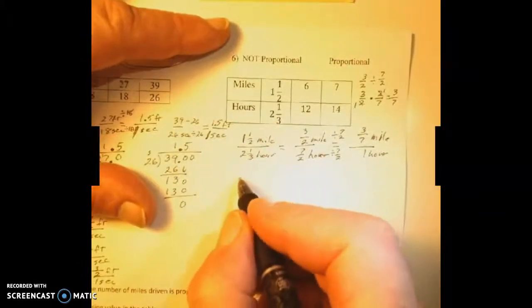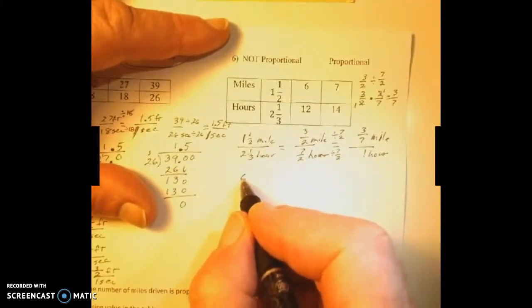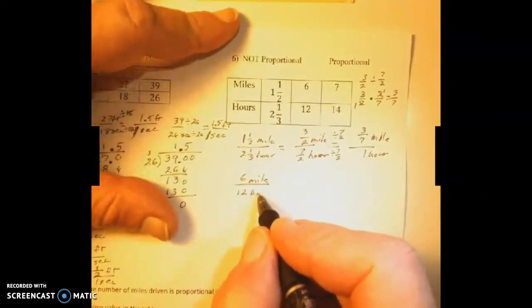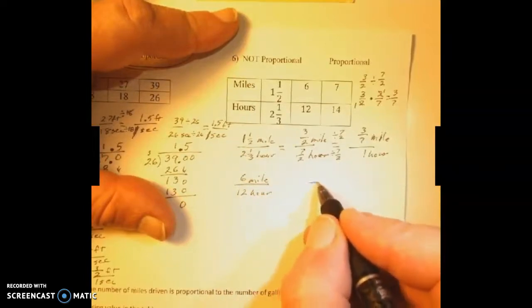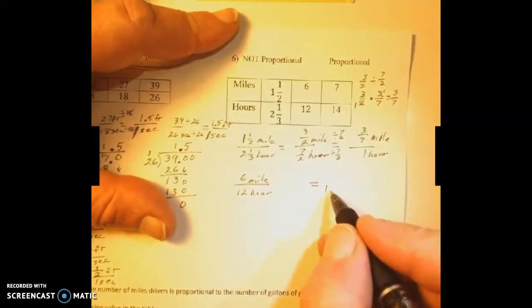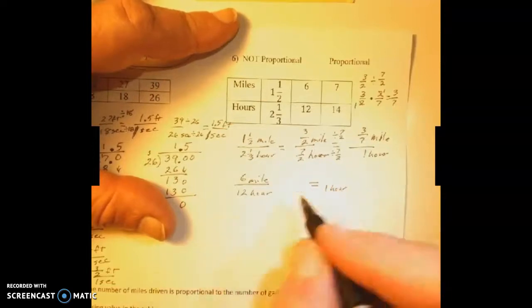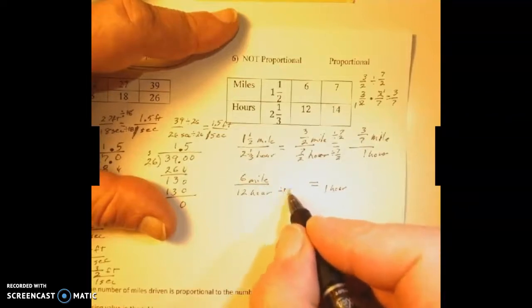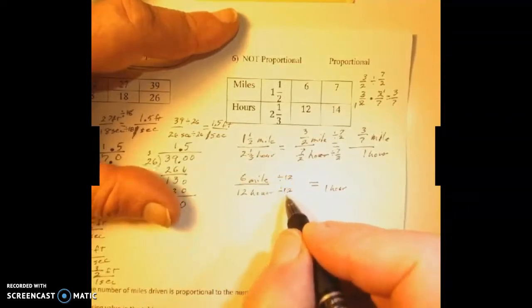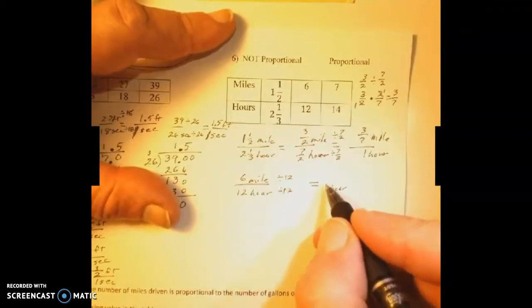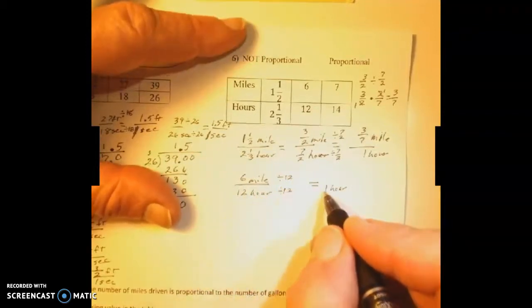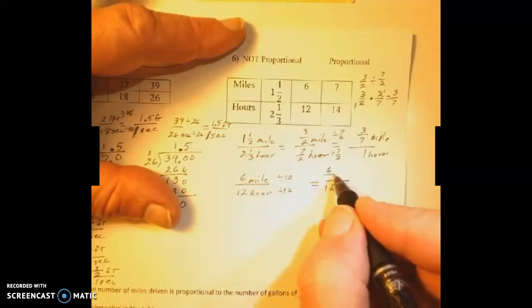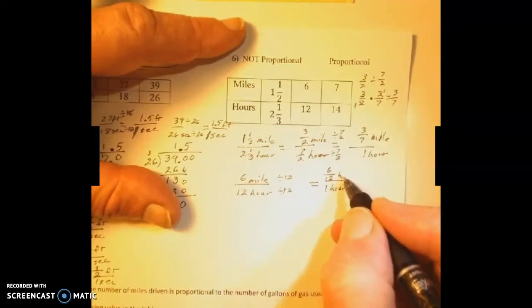Check out the second one. Again, time is on the bottom. 6 miles in 12 hours. You want to know how far this is in 1 hour. So you are going to divide by 12. Instead of going to a decimal, go ahead and go to a fraction. 12 divided by 12 gives me 1 hour. This one, 6 divided by 12, you can just write it as a fraction. That is 6/12 of a mile.